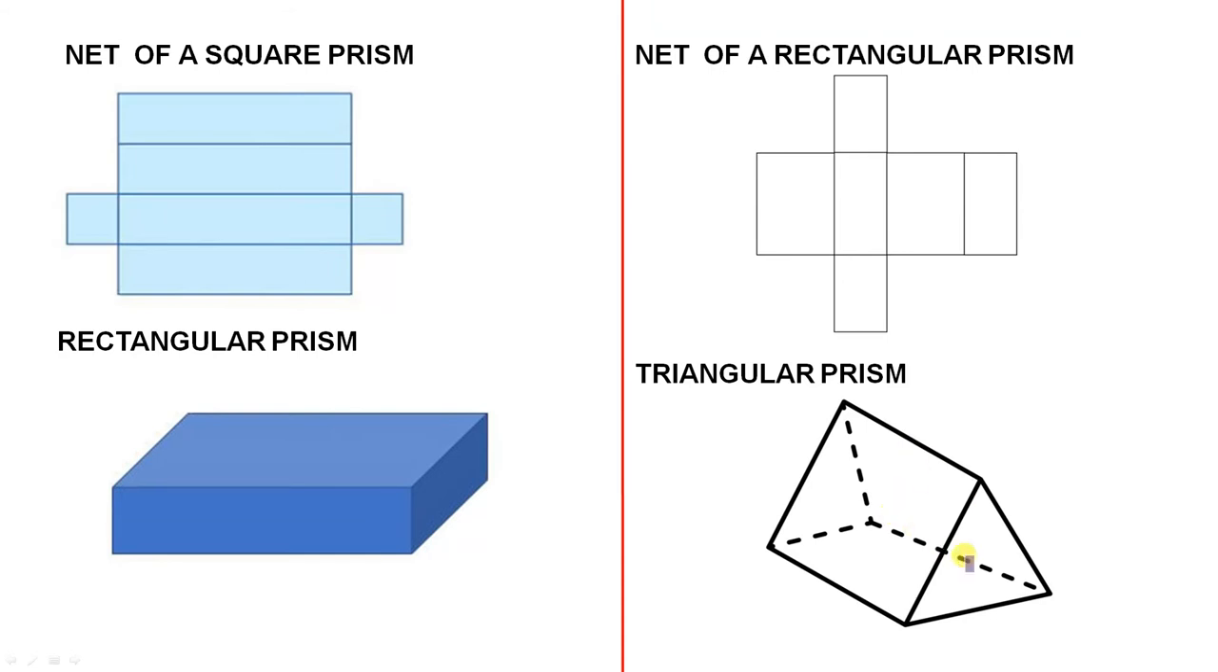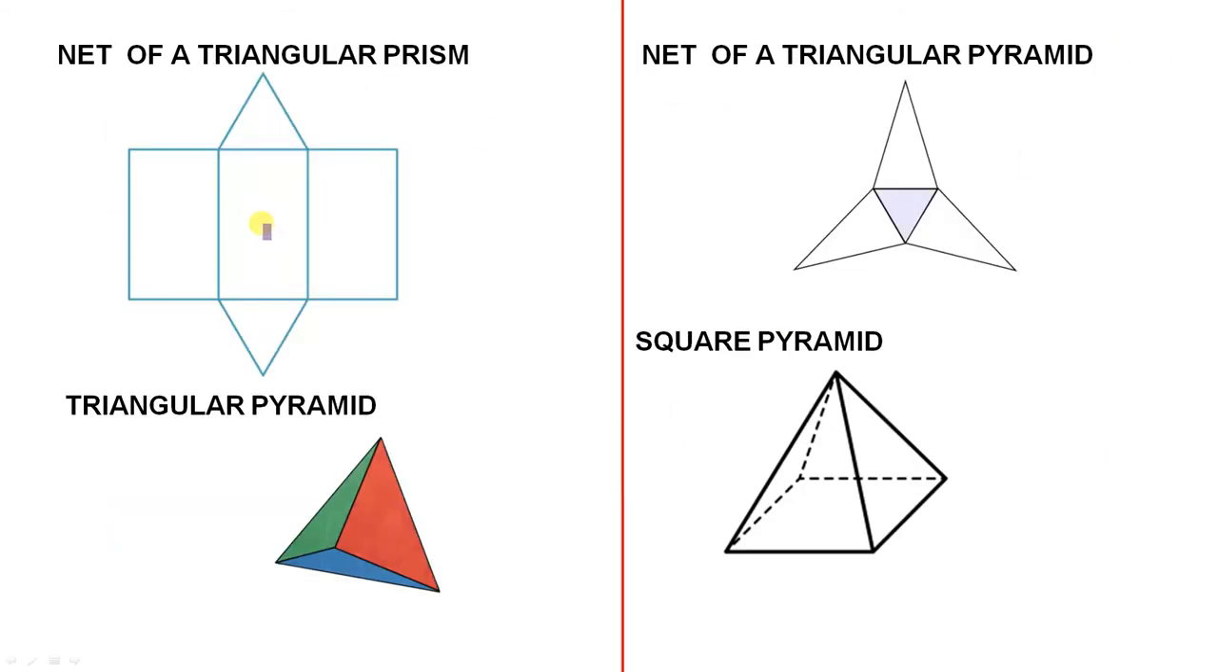The triangular prism, that side's a triangle and so is that one. And then we have 3 other sides. So if we go to the next slide, we will see that here is the net of the triangular prism. We have a triangle, and then we have the 3 rectangles.